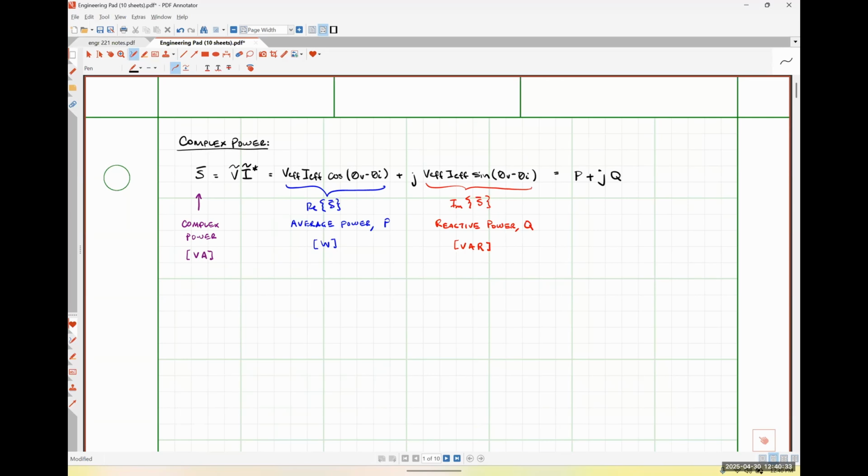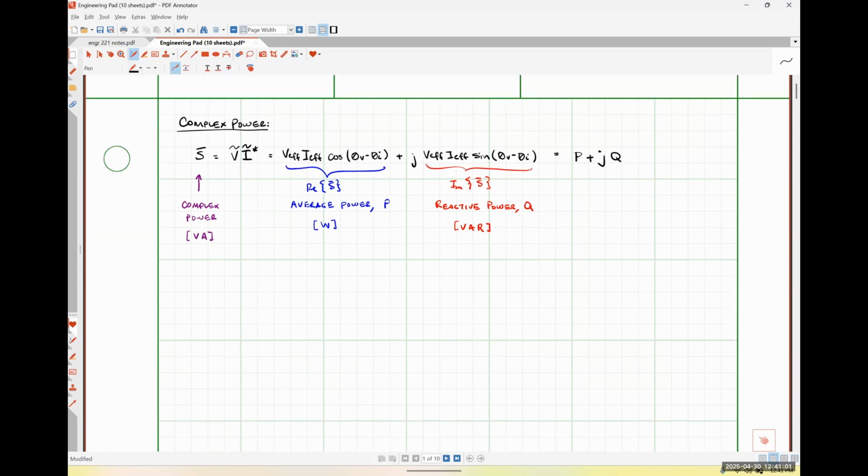So the sign for the imaginary part of the complex power behaves exactly the same way as the sign of an impedance does in rectangular form, where the reactive part of the complex power is due to the reactive element in our system. And once again, positive sign indicates that we have inductance, and a negative sign indicates that we have capacitance.